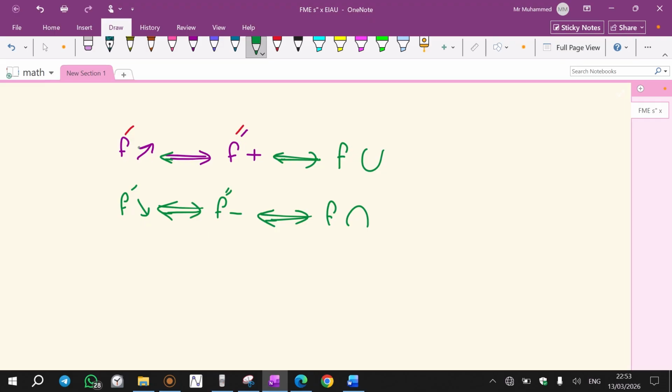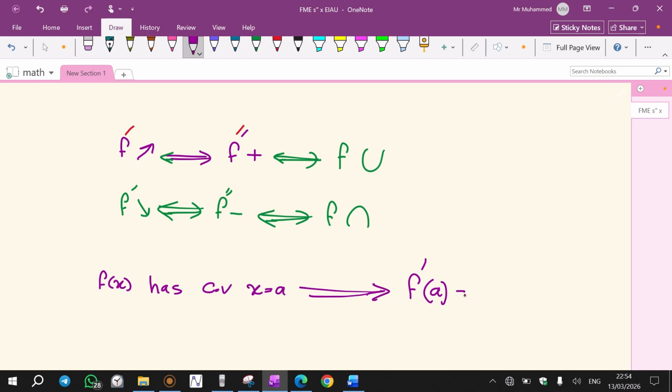Okay. Now let's talk about critical. I say f(x) has critical at x equal to a. If any function has critical at a certain value, then the next derivative, which is f prime at a, is equal to 0 or undefined. For such graphical relations, 0 is more common. So this relation is telling me, if any function has critical value, then the next derivative is 0. So what if I say f prime has critical value? That means f double prime is 0.